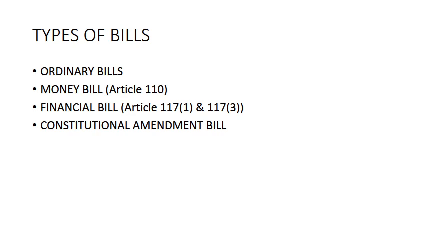Third one is financial bills. These bills deal with a fiscal matter, that is revenue or expenditure. Fourth one is constitution amendment bills, which are concerned with the amendment of the provisions of the constitution.